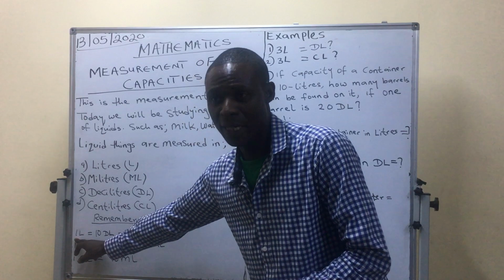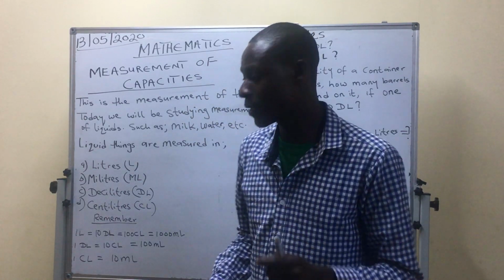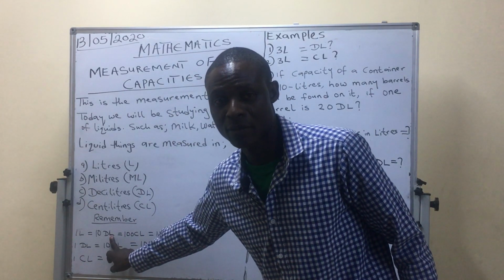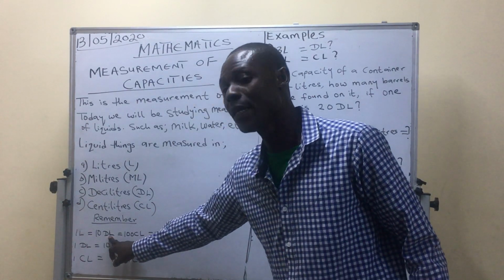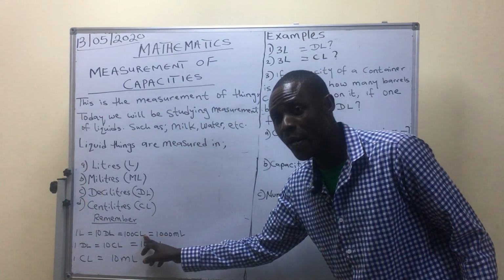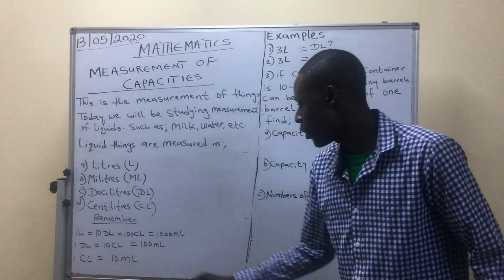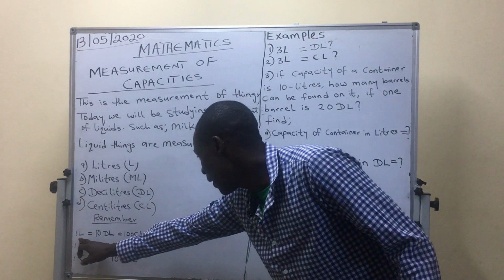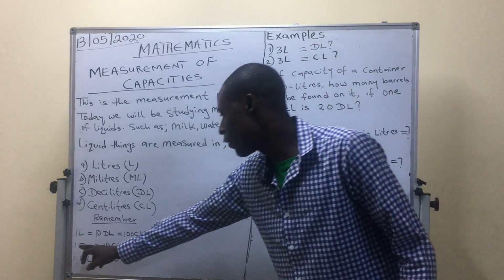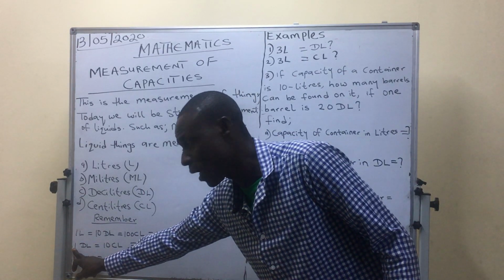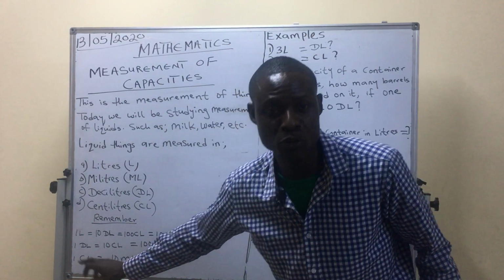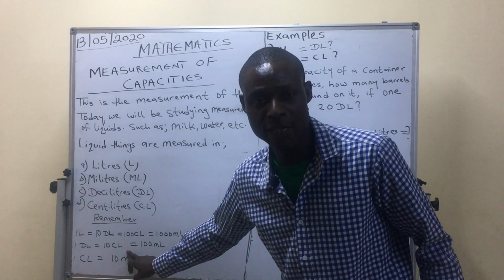If we have 1 liter, it is equal to 10 deciliters. If you have 1 liter, you have 100 centiliters. If you have 1 liter, you have 1000 milliliters. If you have 1 deciliter, you have 10 centiliters.